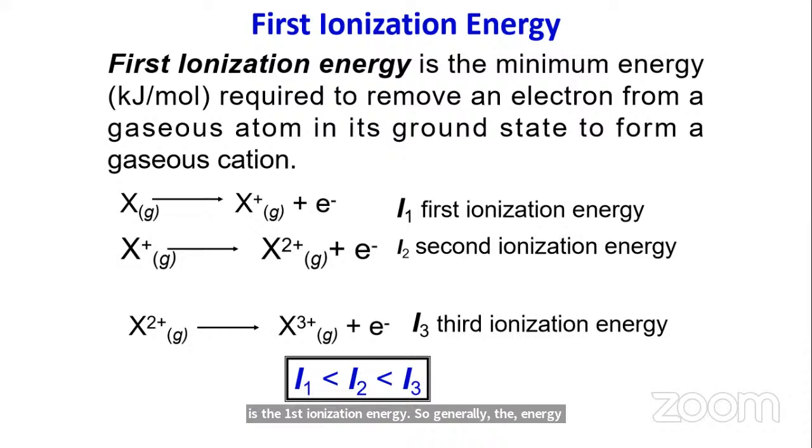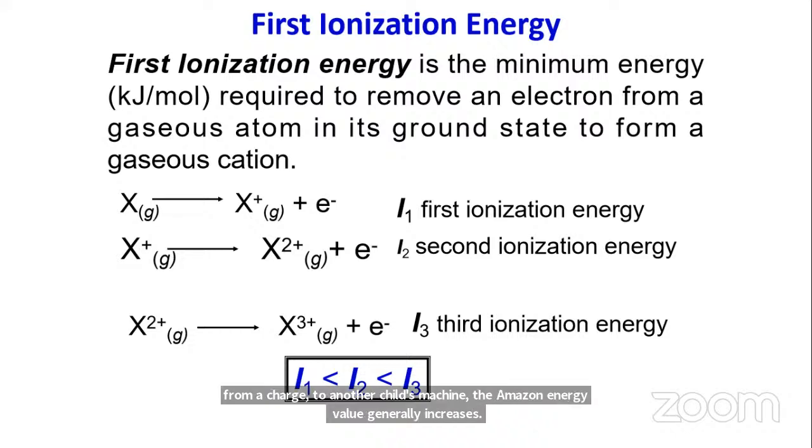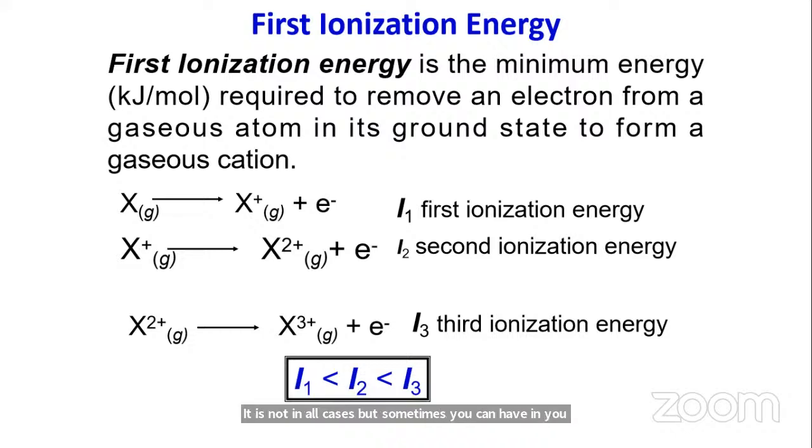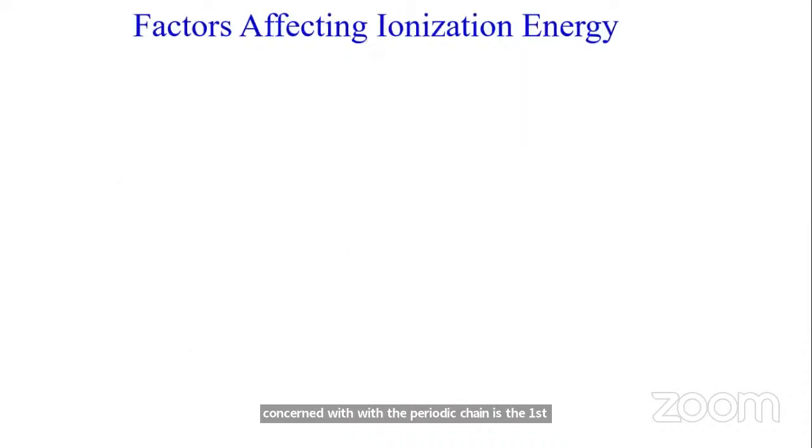Why I say that is because, first of all, you are going from an atom of charge 0 to plus, but by the time you go from a charged species to another charged species, the ionization energy value generally increases. It is not in all cases, but sometimes you can have a reduction. But generally, you note that ionization energy increases as it goes from first to second to third and to fourth. But the one we are concerned with for the periodic trend is the first ionization energy.